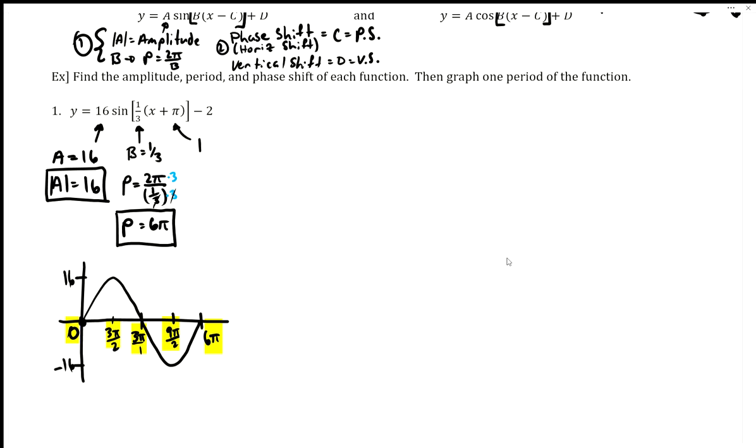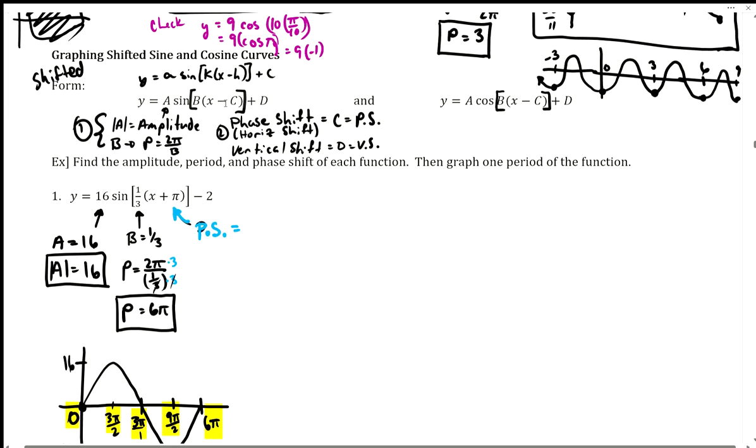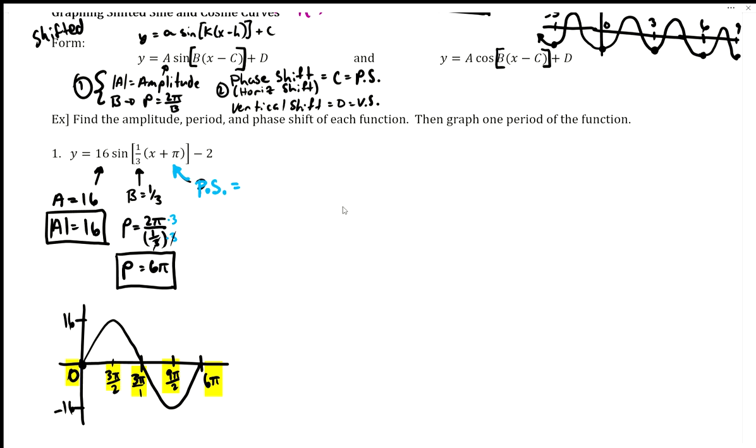Okay, so that's the phase shift. Let me actually even do these in blue. Okay, so our phase shift. Now inside with the x, notice our equation had a minus, and the phase shift is whatever c is if there's a minus there. Well, if it's plus, it really means do the opposite. So our phase shift would be negative pi. Okay, and this comes from the rules of transformations.